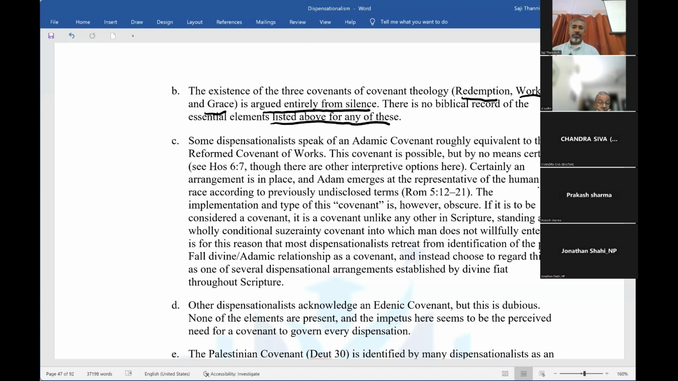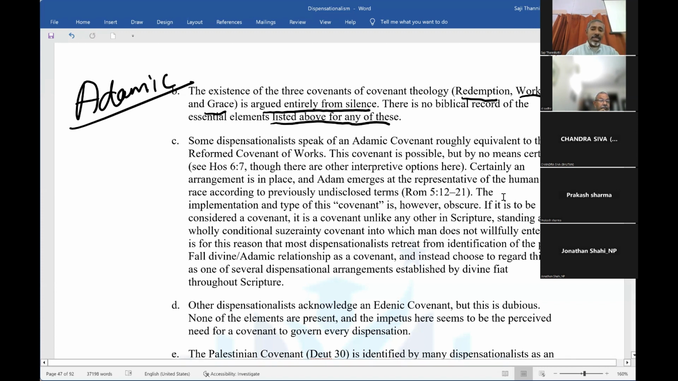And then I talk here about, was there an Adamic covenant? It looks like there was not an Adamic covenant. It was not a covenant. Of course, covenant theologians see it as a covenant because of the words from Hosea, but we don't see it. And in case that was a covenant, it was the most unusual covenant you will ever see in the whole of the Bible. Why?